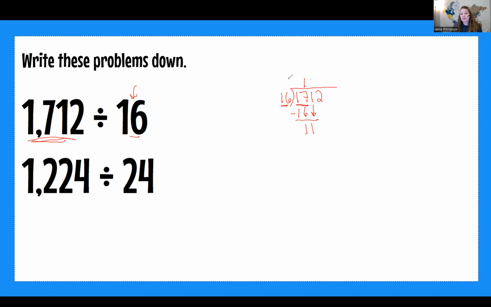So we can't bring down the 2 yet, unless we put the 0 in this position right here. Once we have the 0, 0 times 16 is 0. I subtract and get 11 again. Now I'm allowed to bring down the 2.